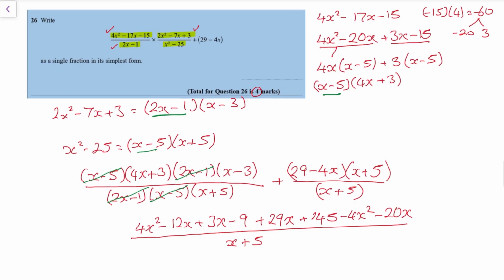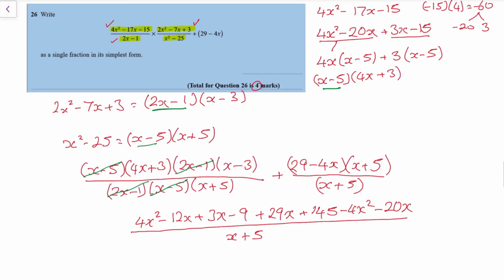Now, one thing I like to do, and again, if you see my other videos, you will have seen me do this, is tick things as I go. So let's deal with the x squared. So 4x squared minus 4x squared goes away. Brilliant. Minus 12x plus 3x is minus 9x. Plus 29x is 20x. Minus 20x goes away as well. Excellent. So I'm definitely feeling confident I've done the right thing here.